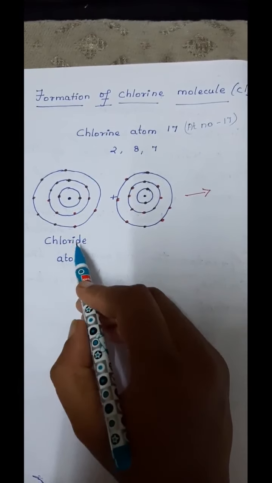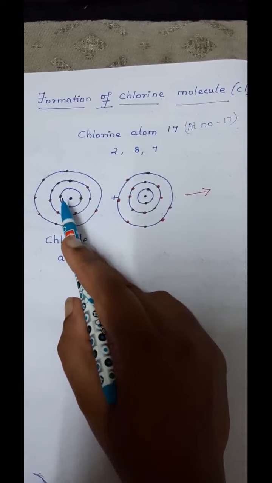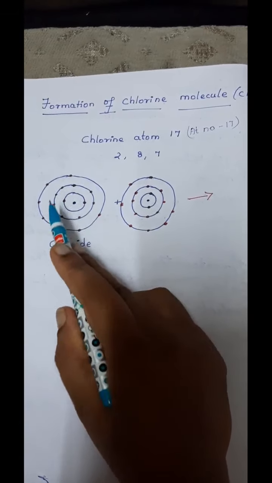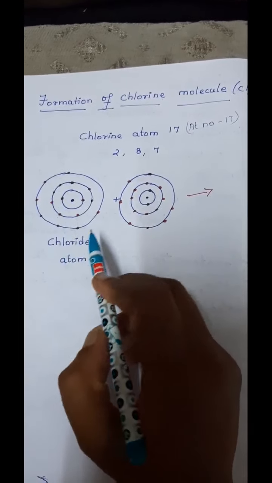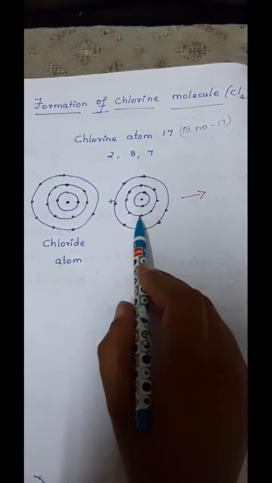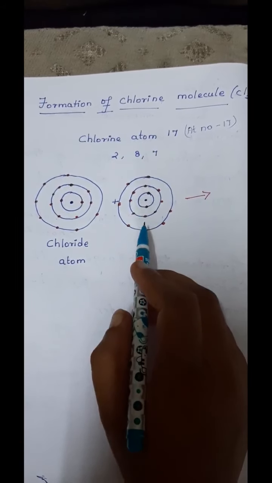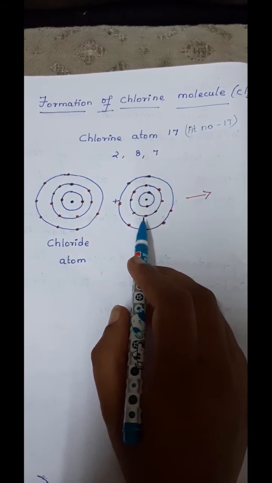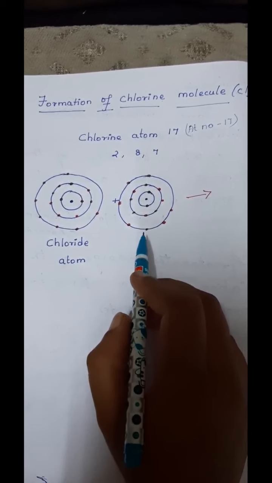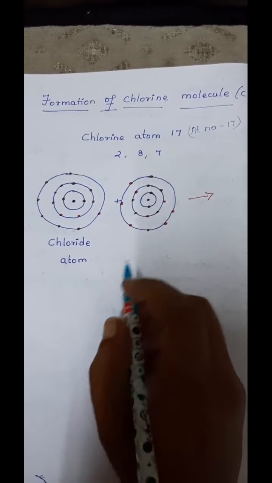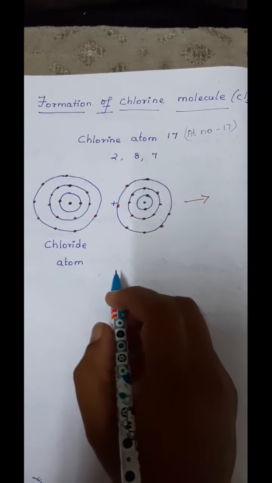So chlorine atom: first shell will be having 2 electrons, second shell will be having 8 electrons, third shell will be having 7 electrons. Similarly, for this chlorine atom, first shell will be having 2 electrons, second shell 8 electrons and third shell 7 electrons. So how are the shared pair of electrons formed? Just wait and see how it is formed.